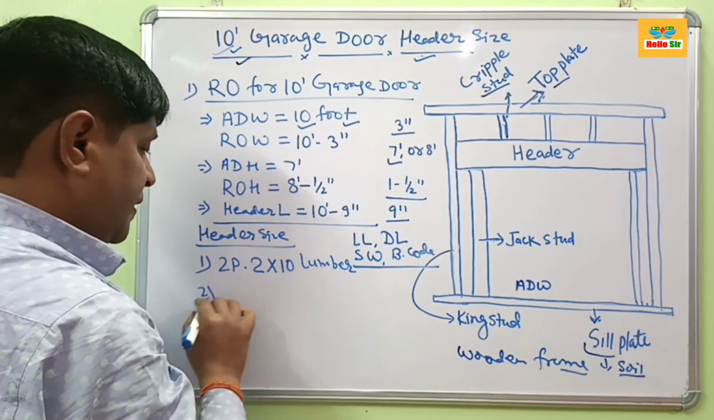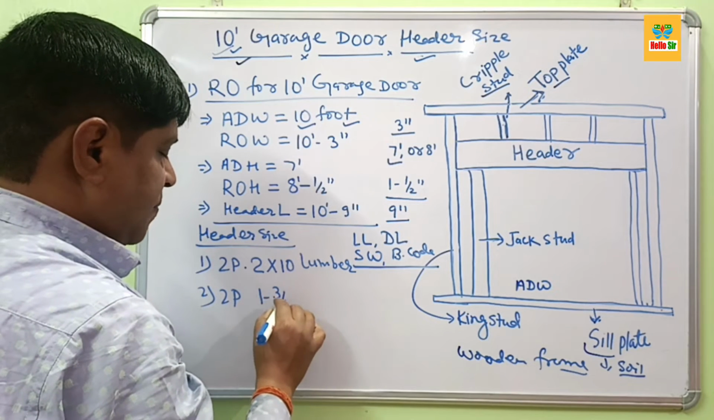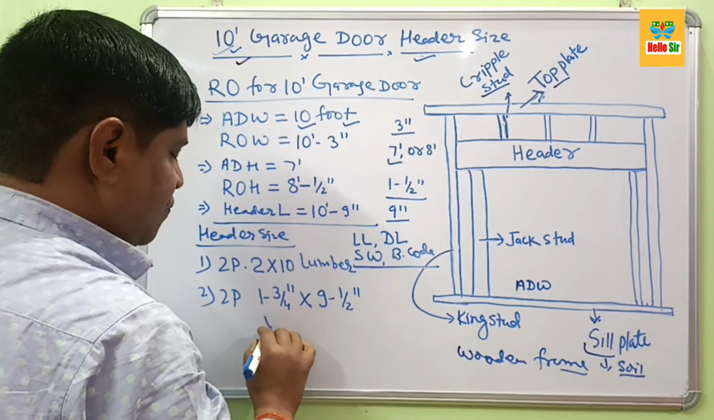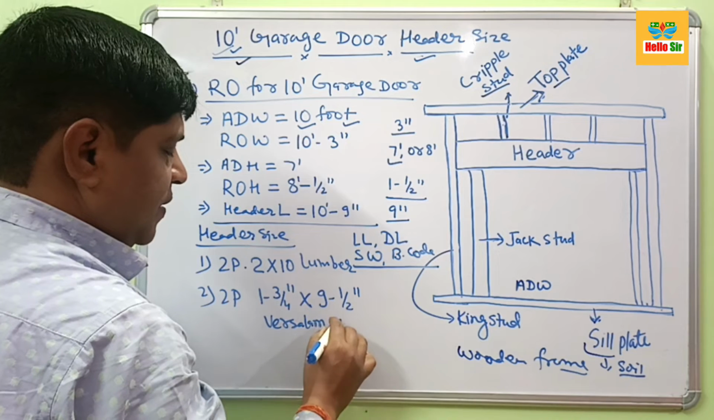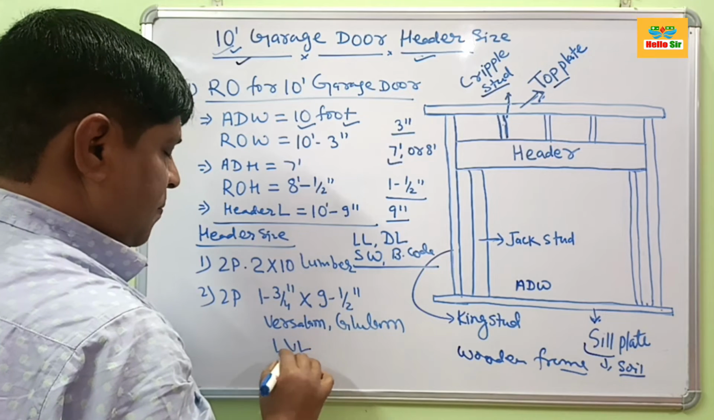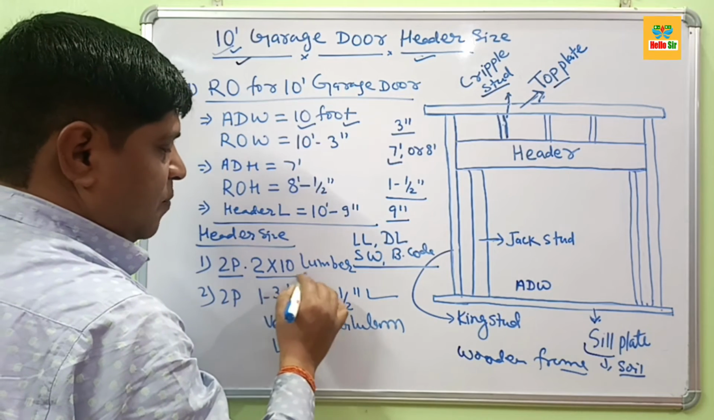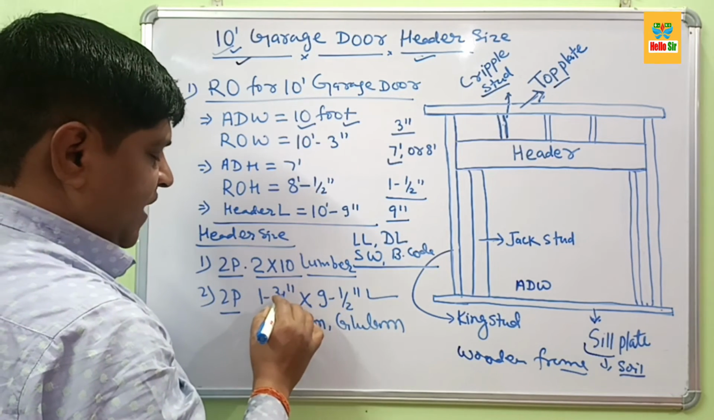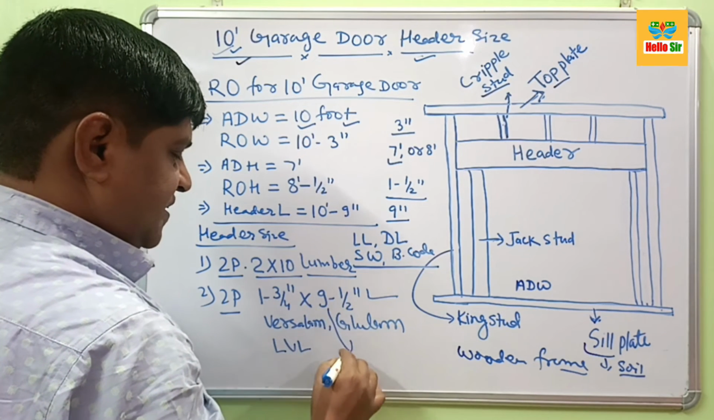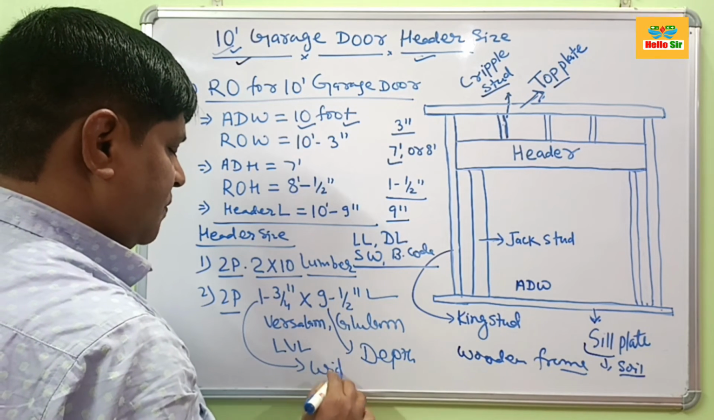or it can also be two pieces of 1-3/4 inches by 9.5 inches Versa-Lam. It may be Glulam or laminated veneer lumber. Our recommendation is to use either two pieces of 2 by 10 lumber or two pieces of 1-3/4 inches by 9-1/2 inches. This is the depth of the header and this is the width of the header.